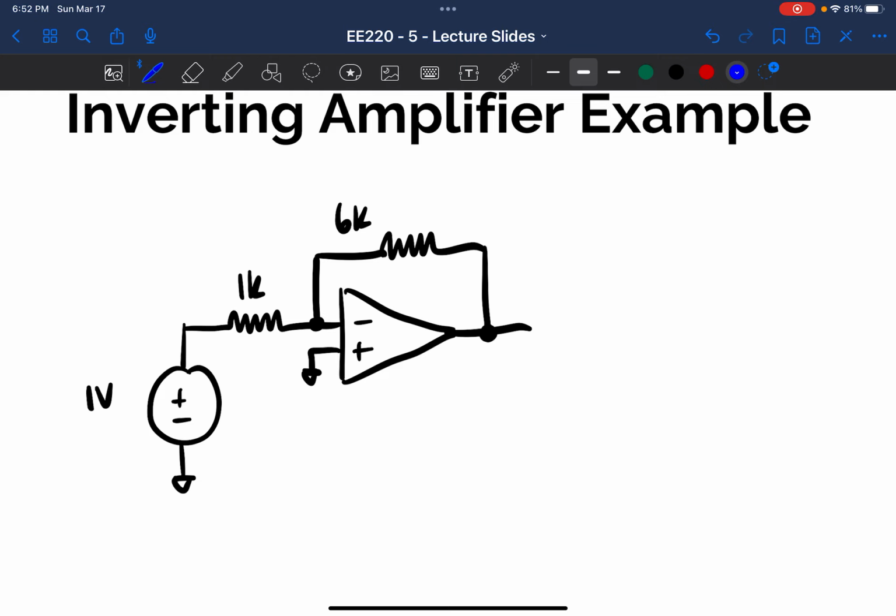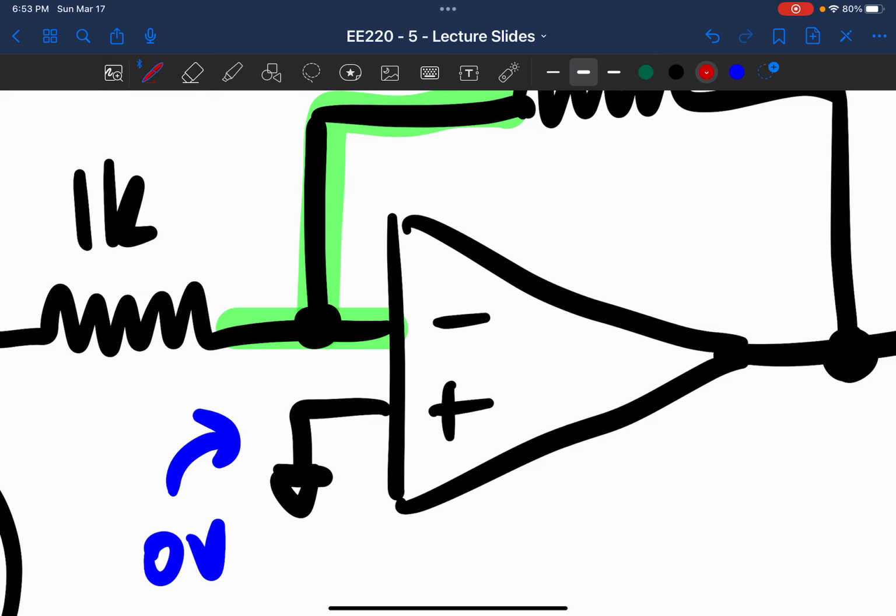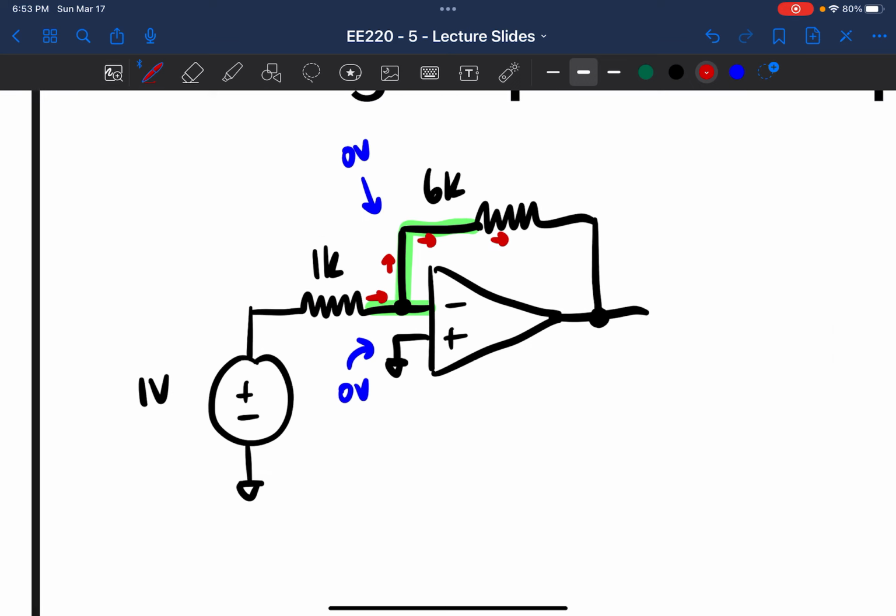So first and foremost, the plus terminal is grounded, so I have 0 volts there. Using golden rule number 1, I know that this entire node here is the minus terminal, right? And I know that my plus terminal and my minus terminal have to be at the same potential. So I can write that this node is also 0 volts, okay? Well, what else do I know? Using the golden rules, I also know that no current can flow into this minus terminal. So let's keep that in mind, that any current that flows here is going to end up flowing through this resistor. None of it is going to flow into the minus terminal of the op-amp, okay?